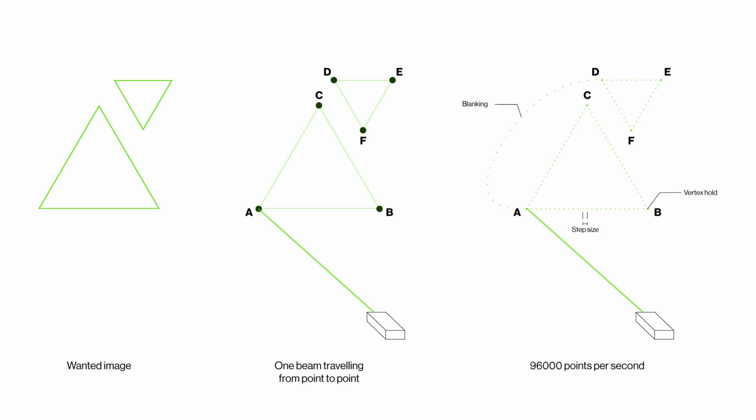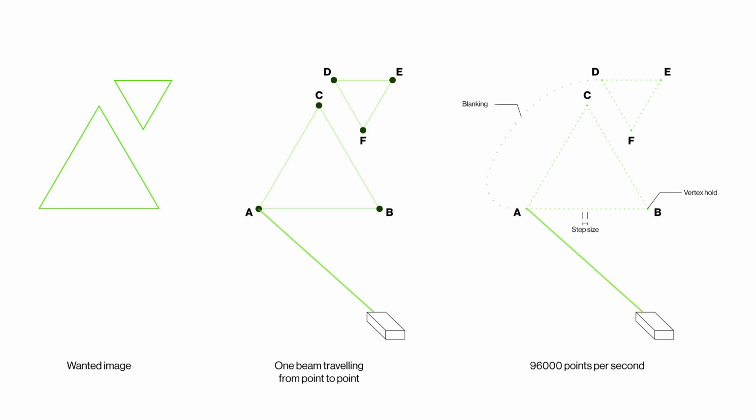The next important parameter is vertex hold. It describes how long the laser should stay at each point. If it's on a straight line, you basically don't want the laser to stop at any point. It should just travel along these points. But because it's really a physical thing moving inside of a laser machine that directs the laser, it's really physical mirrors, they can't make too steep curves.